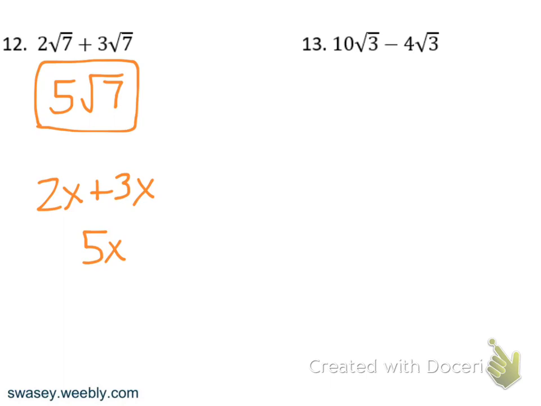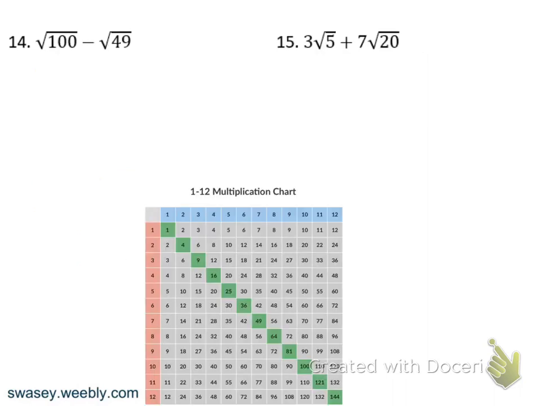Number 13, it works the same way for subtraction. We've got 10 roots of 3 minus 4 roots of 3, so that's 6 square roots of 3. Number 14, they're not like radicals, but these happen to both be perfect squares. 100 is in our list, so the square root of 100 is 10. 49 is in our list, square root of 49 is 7. Subtract that, you get 3.